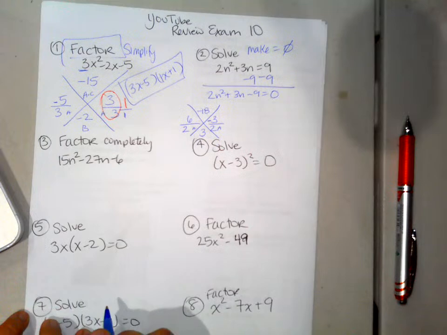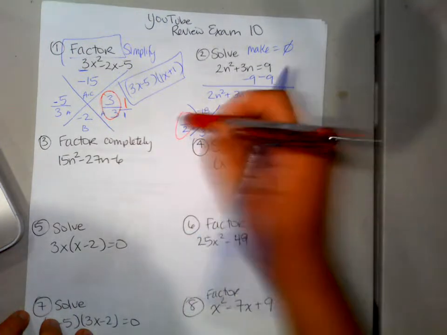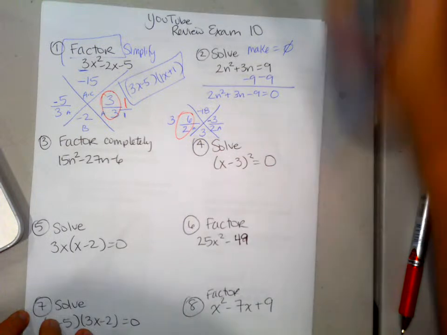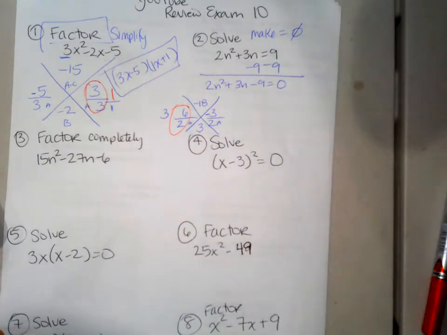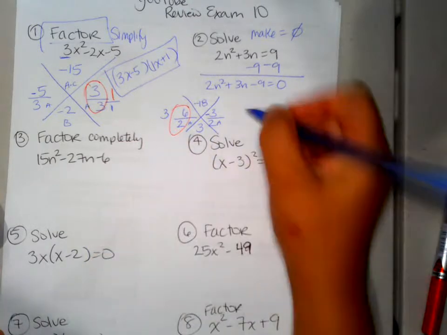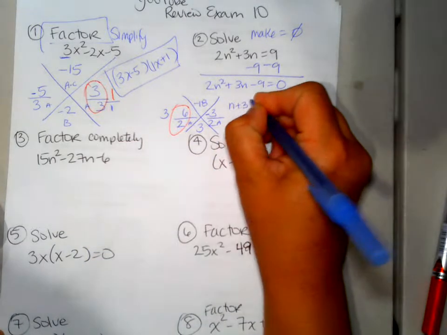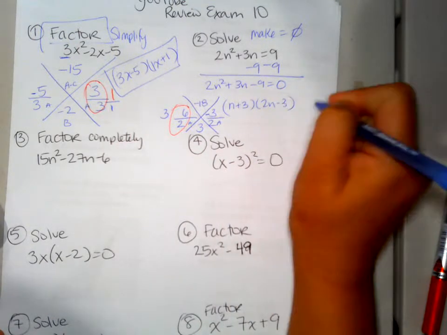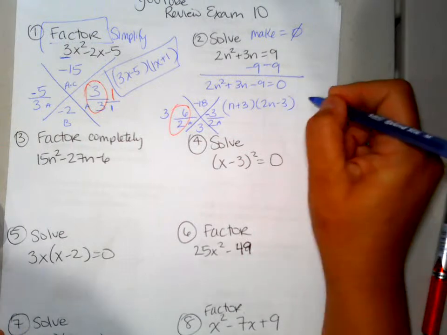All right. Simplify if you can. This one right here can be simplified. That's 3. Okay. I'm going to zoom in a little bit for you guys here so you can see it a little better. Write your factors. So for this one, I have n plus 3, 2n minus 3. And here's where we need to make sure we remember our 0.